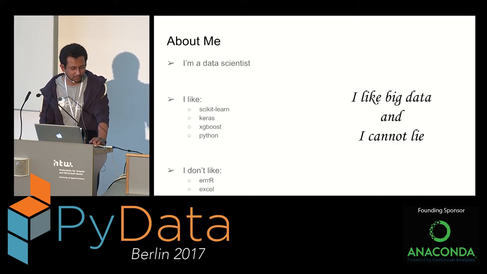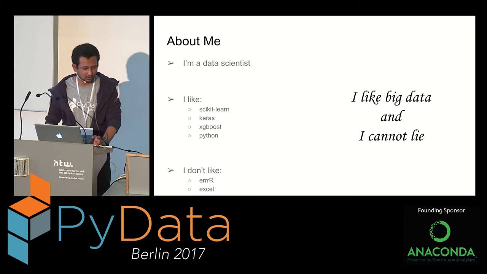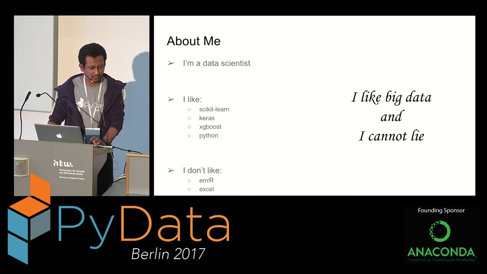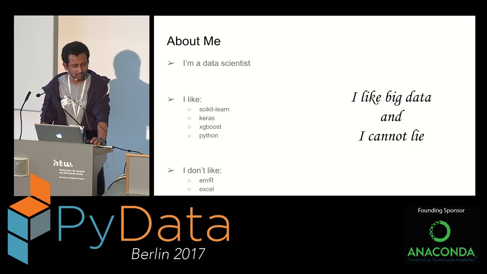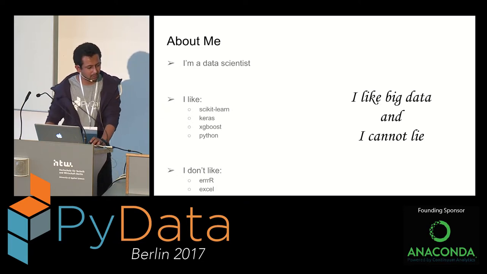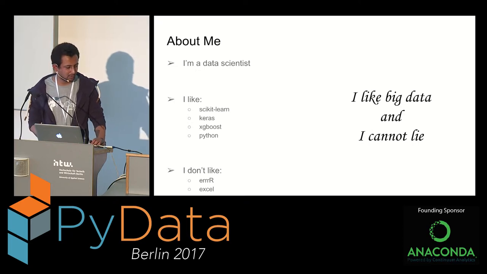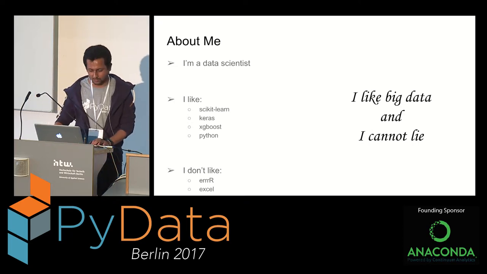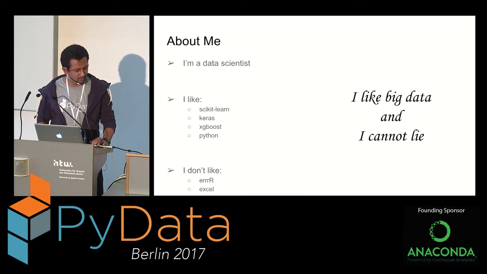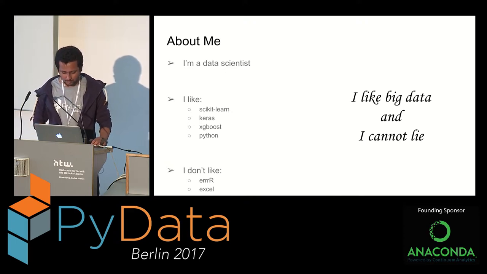So I'm a data scientist. I like scikit-learn and Keras and XGBoost and Python. That's in the order the recruiters ask me. If you know scikit-learn, XGBoost, then they ask me if I know Python. So that's the same order. And yeah, I don't like R and Excel. It's not like I hate them. I just don't like them. Oh no, I hate them.